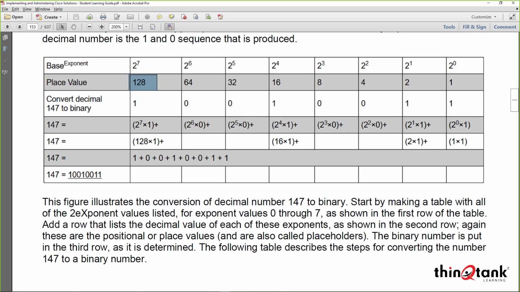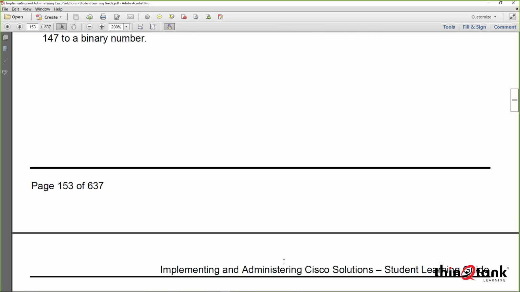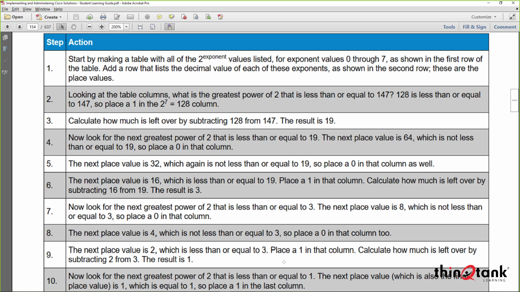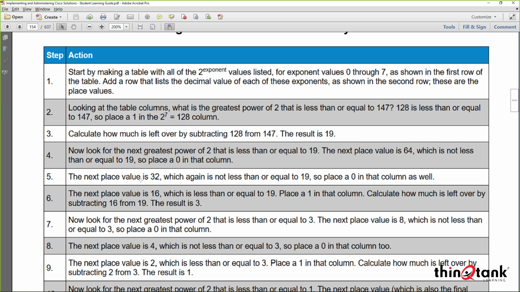All right? So what is the process? The process is pretty straightforward. Number 1, make a table with your powers of 2 values, what we call the radix scale.